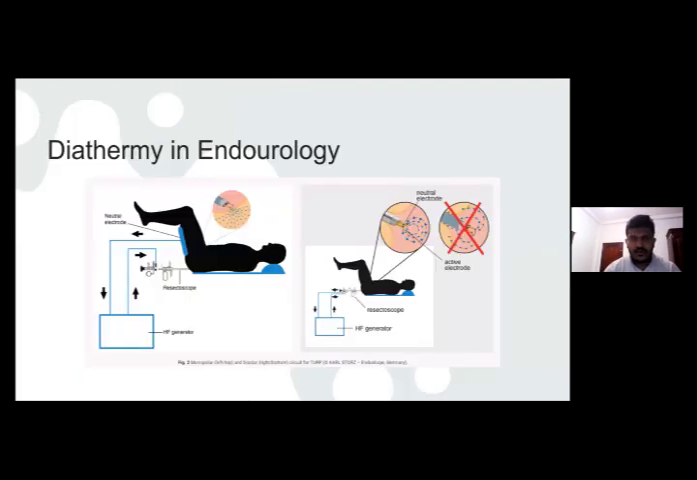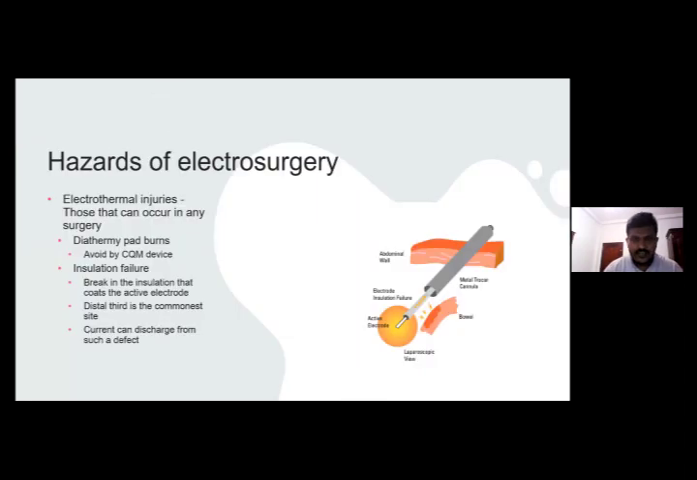When it comes to endourology, both monopolar and bipolar devices are used, especially in transurethral resection. In the monopolar setting, the active probe will be the loop of the resectoscope, and the returning pad is the same as in conventional diathermy. In bipolar, the returning electrode would most of the time be the sheath of the resectoscope, especially in the TURis system.